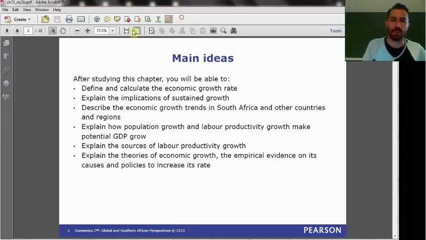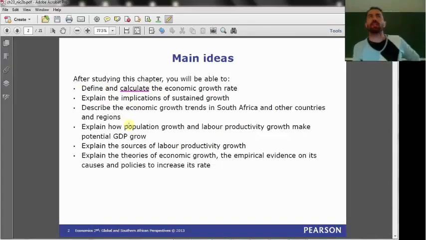So what are we up to? We're going to define and calculate economic growth. Okay, so calculate, define. We've already seen how you calculate a growth rate. We'll just formalize that once more. We're going to talk about the implications of sustained growth. When we talk about the implications, you'll see why we're interested in growth. So growth has implications on our economy, and we're interested in those.